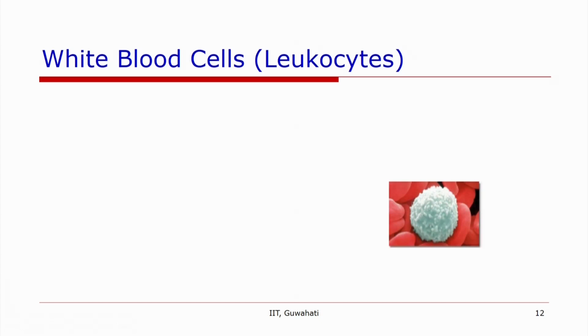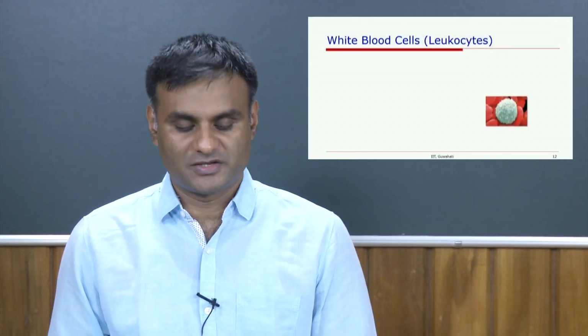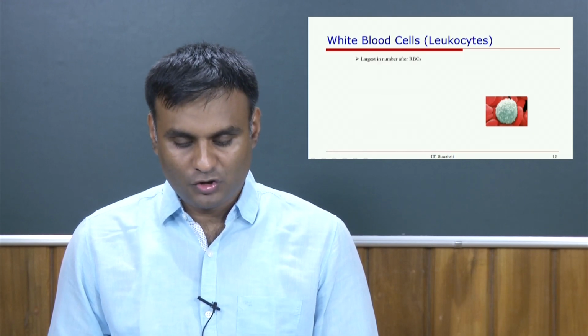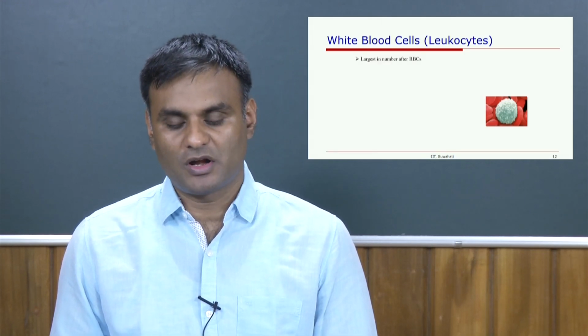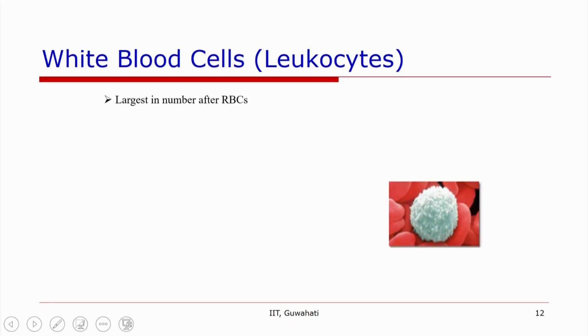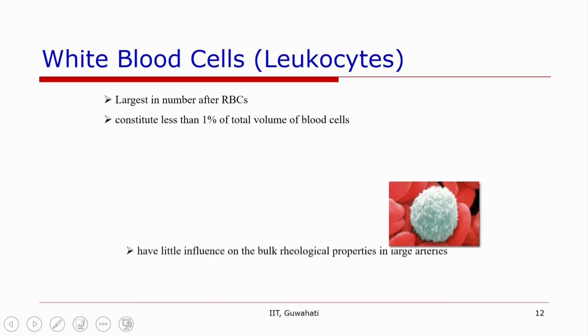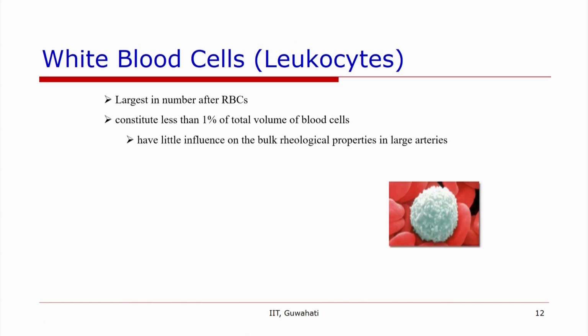The next important constituent of blood is white blood cells. Their volume is very small compared to RBC. They constitute about 1% of the total blood volume, and because of their very small volume as compared with red blood cells, they have very little influence on the rheological properties in large arteries, where the size of the artery is very large compared with the size of cells.